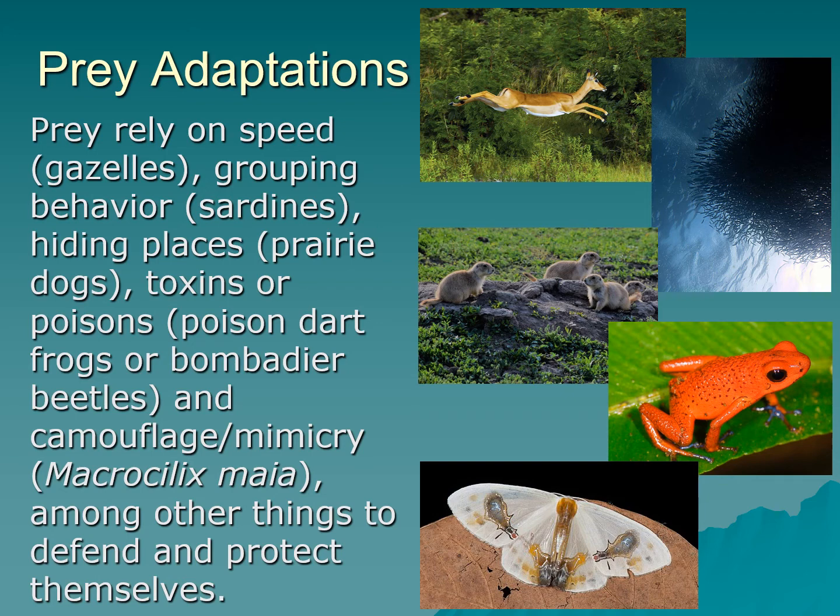The flip side of this is that prey will also adapt to their situation. Prey might also rely on speed to get away. Some prey might rely on grouping behavior, so that if they're all together, only a few will get taken. It'll be harder to take all of them. Or having really good hiding places like prairie dogs, or maybe toxins or poisons that would make them not so attractive to eat, or even mimicry and camouflage like you see in this butterfly down here.